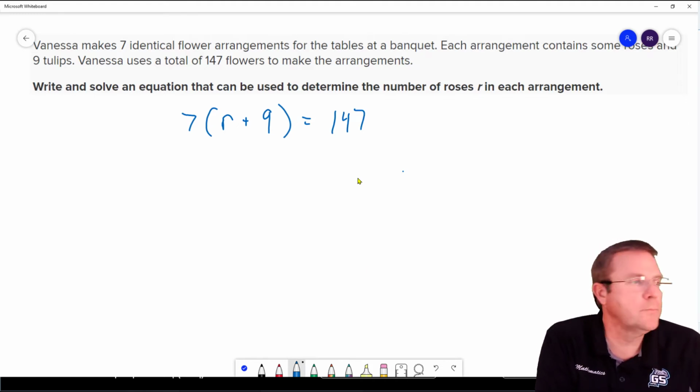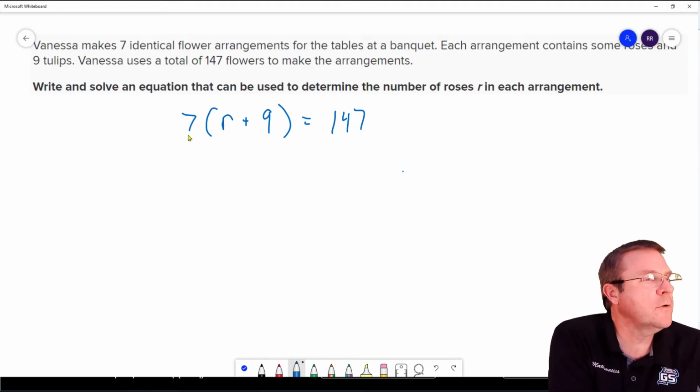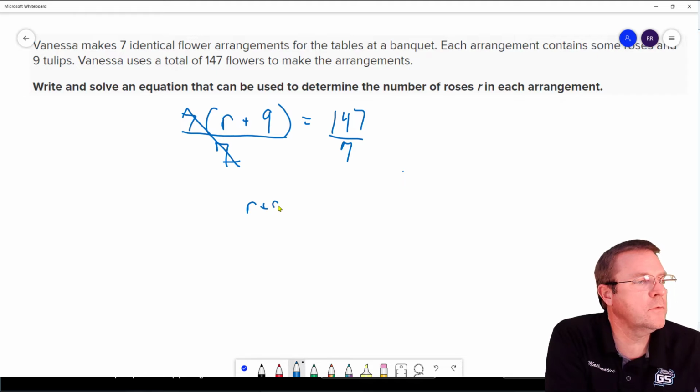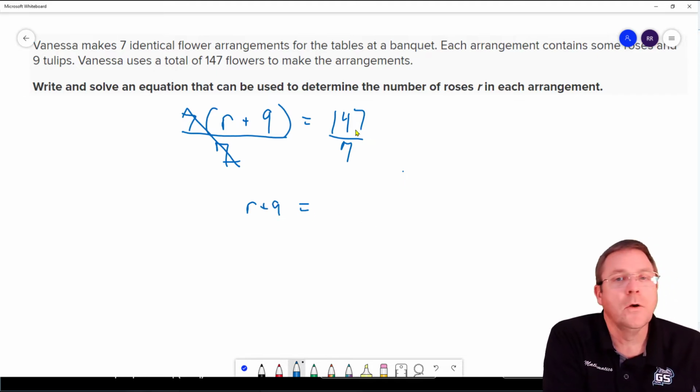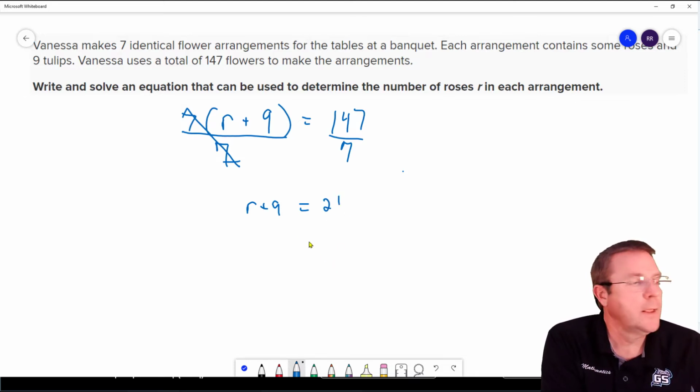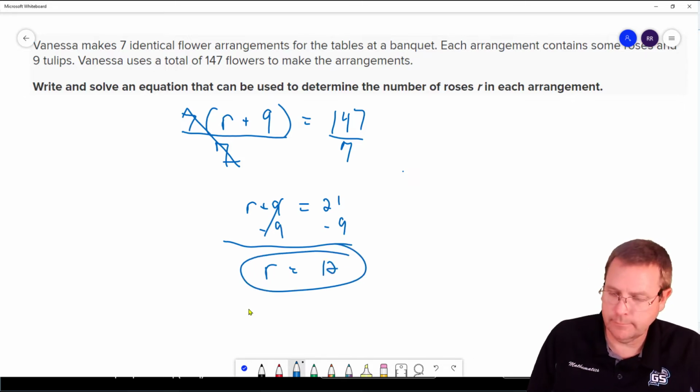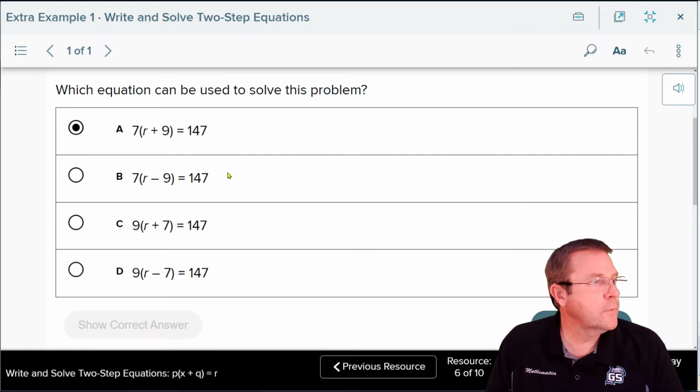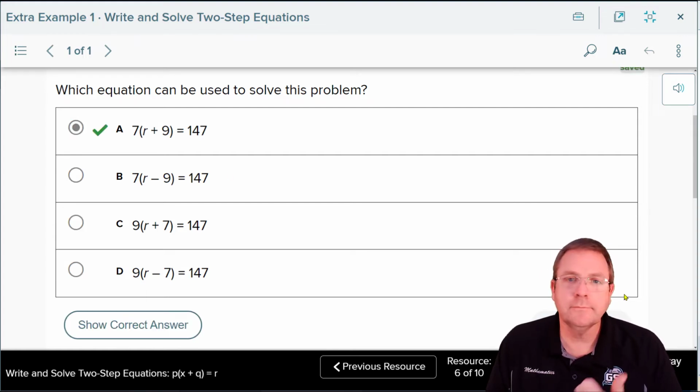There's my equation. From here we're going to take and isolate the variable. I'm going to divide by 7 on both sides. 7 divided by 7 is 1. 1 times r plus 9, that's r plus 9. 147 divided by 7, that's going to become 21. Then we're going to undo addition and subtraction by subtracting 9 on both sides to get r is equal to 12. Easy math. But the textbook didn't ask for that. It just asked for us to write the equation, which we did.